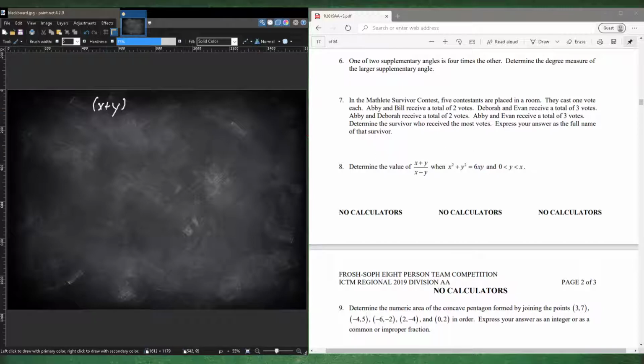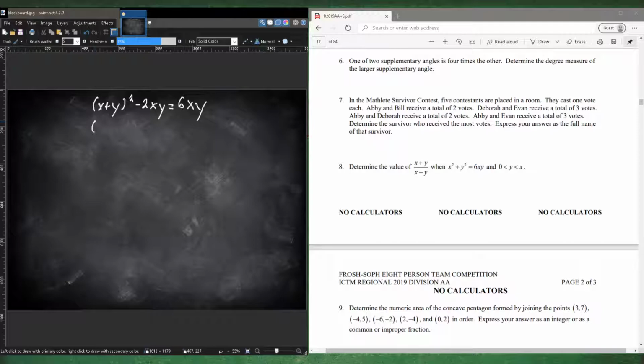So what we could do is rewrite this with the exponent 2, so all we have to do is square it. When you square x plus y, this is x squared plus y squared plus 2xy. So we have this additional 2xy. To take that away, we'll just get x squared plus y squared, and we know this is equal to 6xy, right?